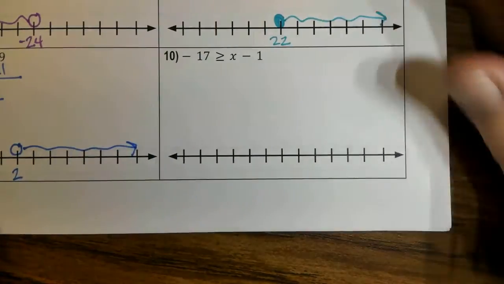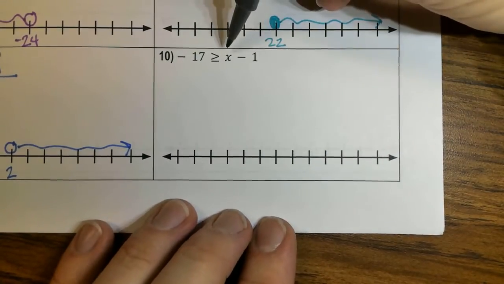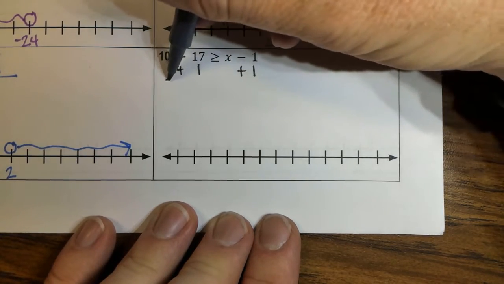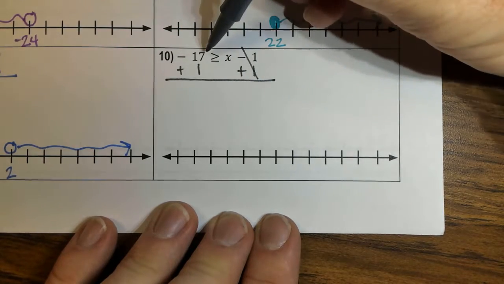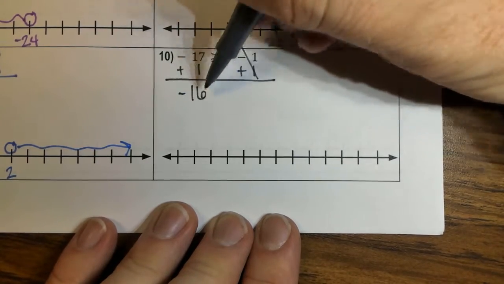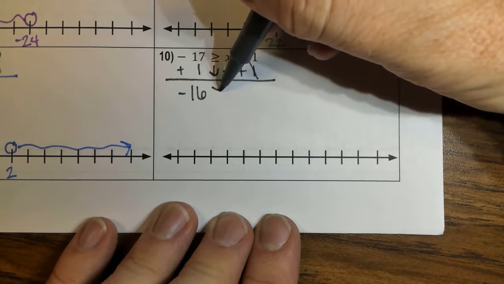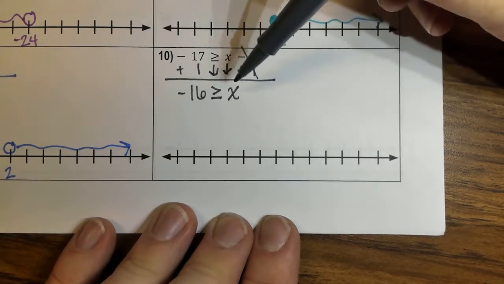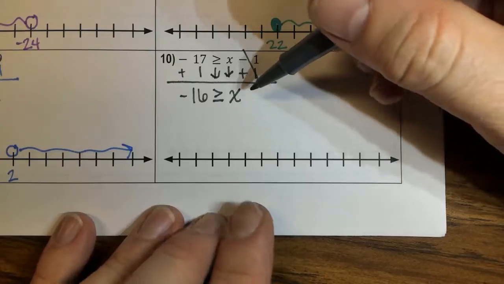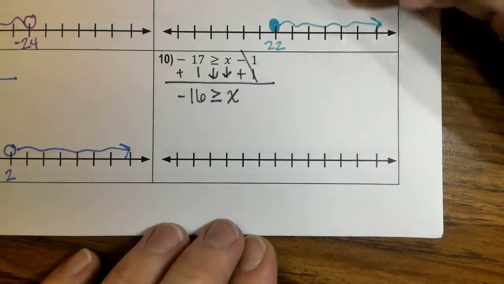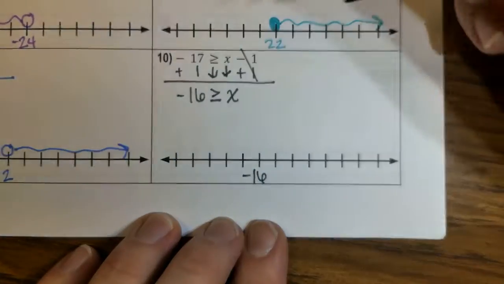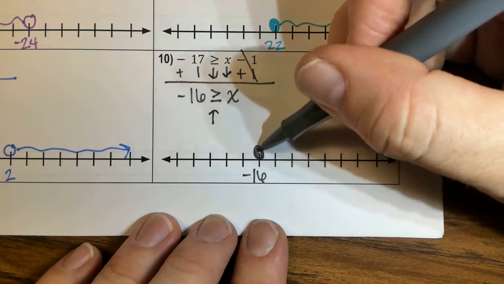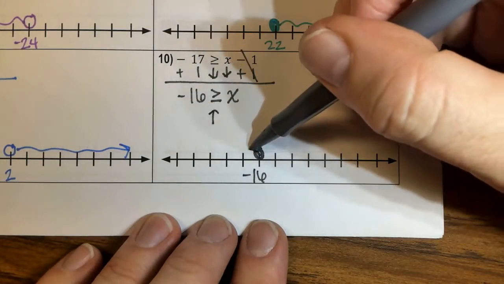And my last one. Okay, again, want to get x by itself, so -1, I want to move it, becomes +1. -17 plus 1 is -16. Bring down the symbol and the x. Okay. So if you don't need to flip it, like you already know, if x is on the right, that's just backwards, right? If you think of it like that, you can. So I put 16. My symbol is underlined, so it's a closed circle. And since x is less than, I'm going to go left.